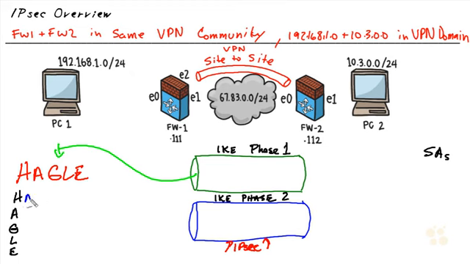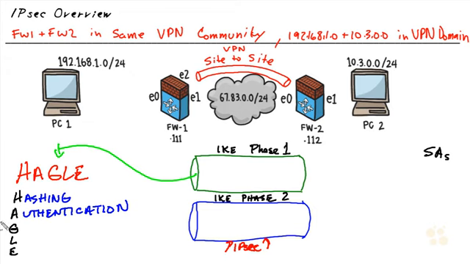The H is for hashing. Hashing helps us verify that data has not been manipulated or tampered with in transit. The A is for authentication, meaning how do the VPN peers want to authenticate with each other? Are they going to use digital certificates or are they going to use pre-shared keys? So they need to agree to a method before they can actually go ahead and use that method.